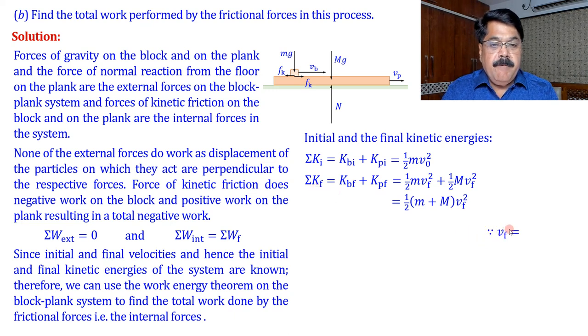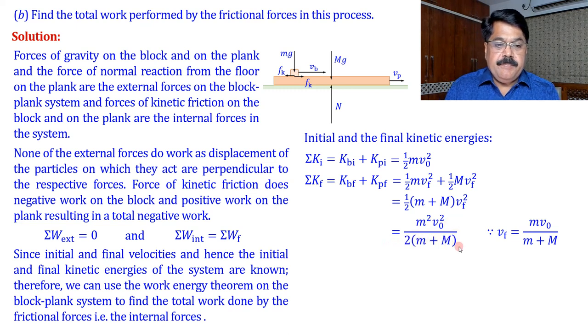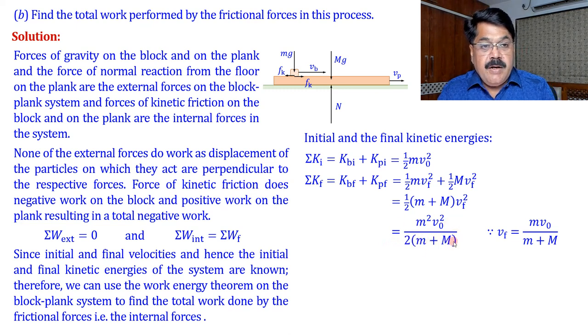So what is v final? We know that it is m v naught upon (m plus capital M). If we substitute it here, what do we get? m square v naught square upon twice of (m plus capital M). So that is what. Now I have mentioned that here we have to learn something.